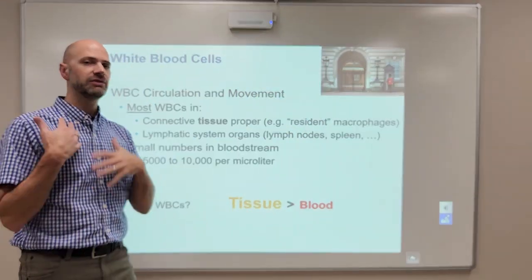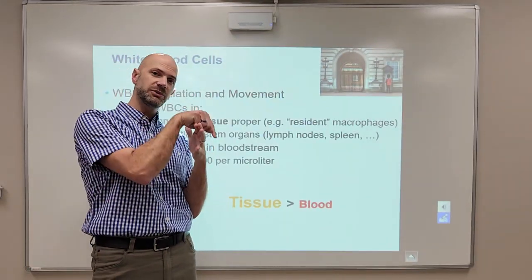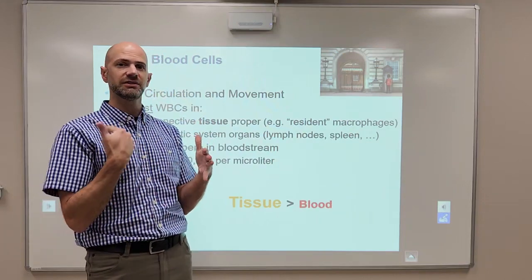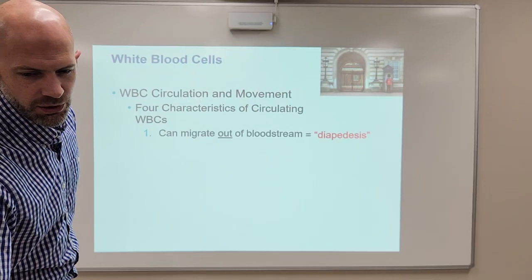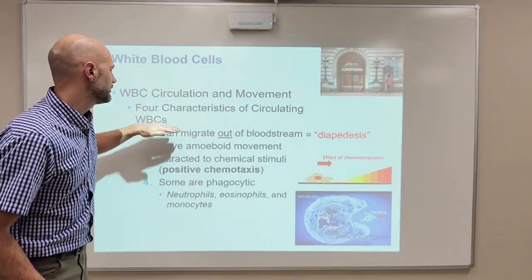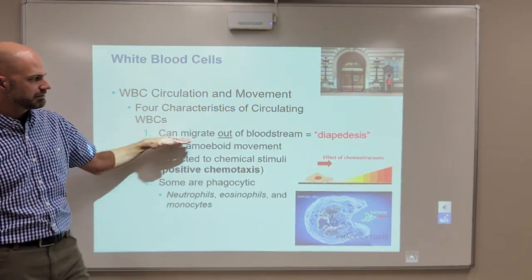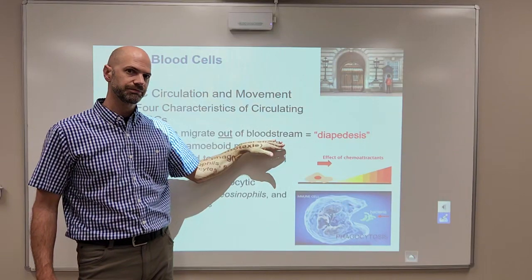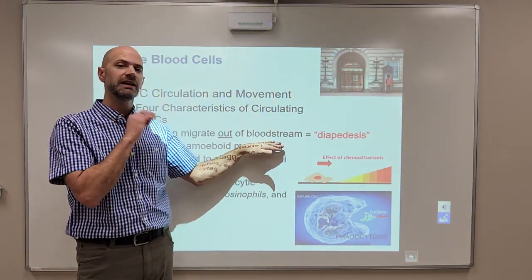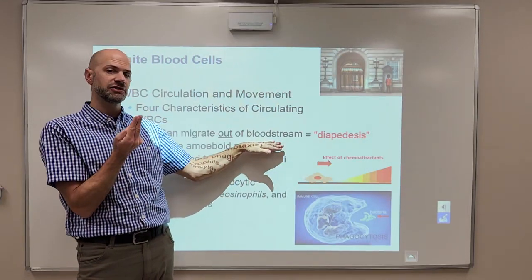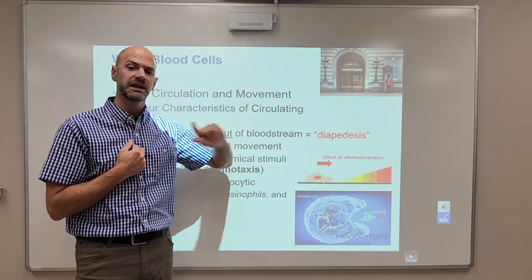They float around in the blood a little bit, but then they'll migrate from the blood into a tissue, the muscle, or the GI tract, or wherever. So there are 4 characteristics of white blood cells. First, circulating white blood cells can migrate out of the bloodstream. They start in the bloodstream and can move in and out of it. This process of moving in and out of the bloodstream is called diapedesis. We'll talk more about diapedesis.